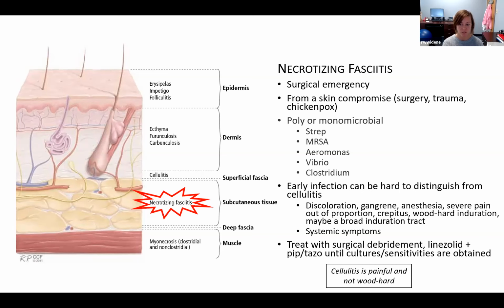And then you need protein synthesis. What's the word? I forget the word, but you want to get to the protein synthesis part of the bacteria as well. Classically, that was with clindamycin, and Rob is teaching us now. Linezolid is really super good too. So surgical debridement, and then linezolid plus pip/tazo. And then you'll have your cultures, and then you can narrow down based on your cultures.